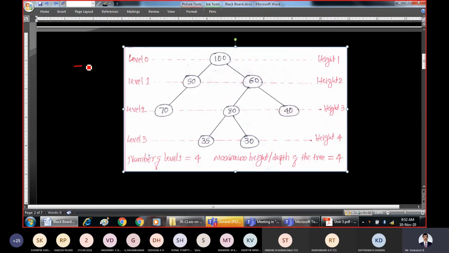So what is the root node? A node written at the top is called the root node. Here 100 is the root node, and the root node does not have any parents. For example, for 50 and 60, 100 is the parent. For 70, 50 is the parent. The root node is the very first node, and there are no parents for it. So that was the first definition.